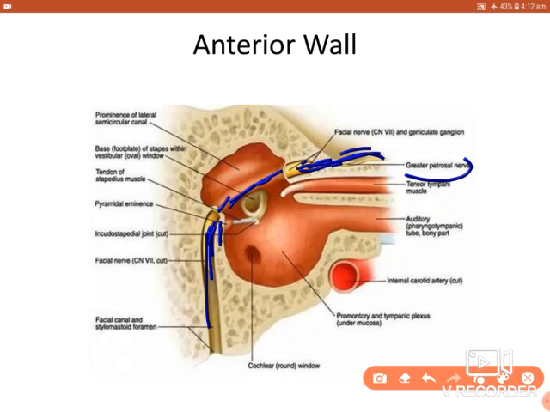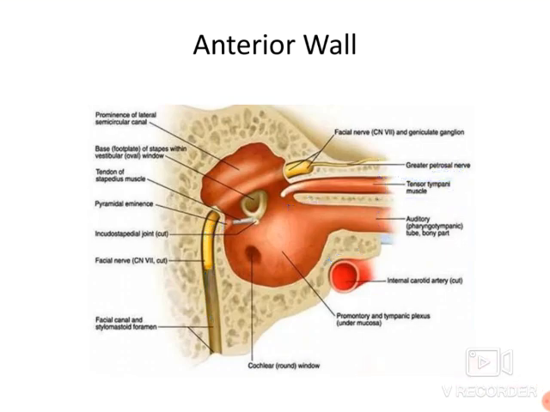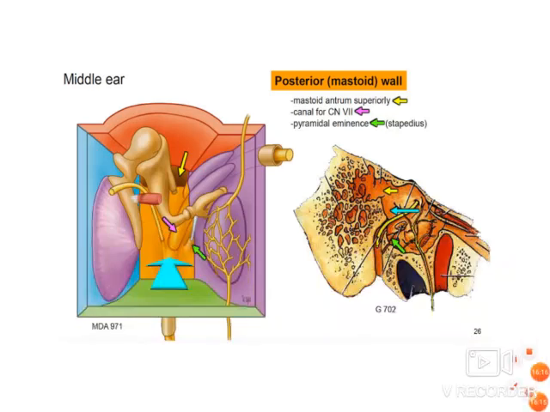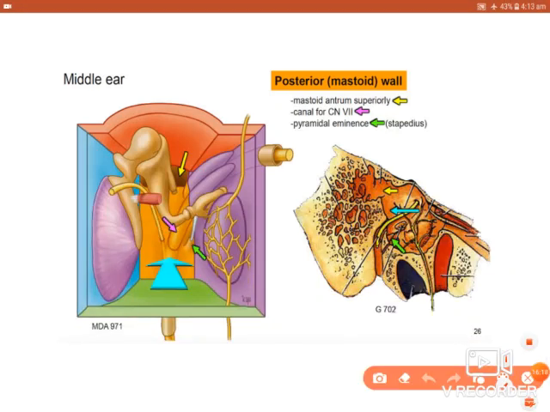So the anterior wall relates to the posterior wall of the carotid canal, then two openings: the superior opening for the passage of the tensor tympani muscle, and the inferior opening, the eustachian tube. Between these two openings, the bony projection towards the tympanic cavity is called the processus cochleariformis. Then comes the posterior wall. This is the posterior wall, this is the anterior wall, this is the floor, this is the roof.